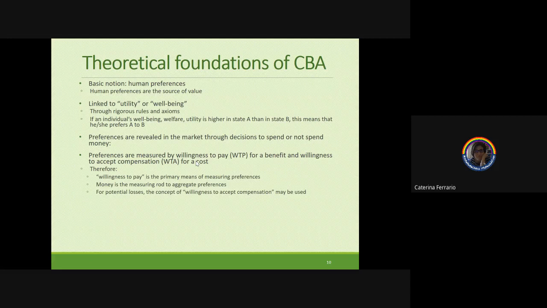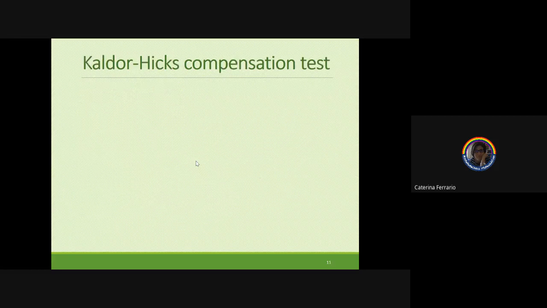And for potential losses, as I said, the concept used is that of willingness to accept compensation. Again, also for social preferences that, as I said, are the result of the aggregation of individual preferences, this aggregation takes place through rigorous rules. And we have the social benefit as the sum of individuals' benefits, and social cost as the sum of individuals' costs.